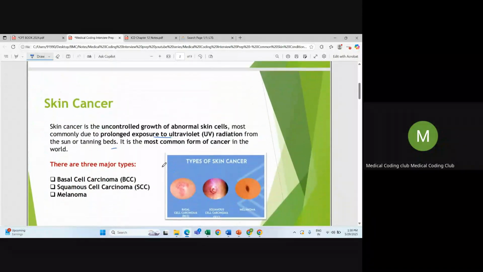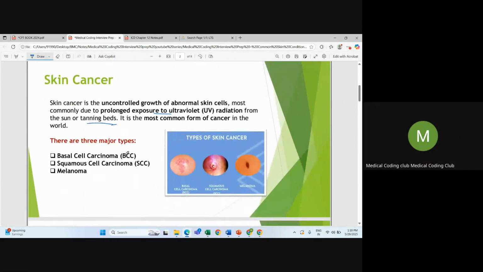So the first medical condition is, what is skin cancer? Skin cancer is an uncontrolled growth of abnormal skin cells, most commonly due to prolonged exposure to UV radiation from the sun or tanning beds, and it is the most common form of cancer in the world. As we know, it commonly comes due to prolonged exposure to UV radiation or tanning beds.